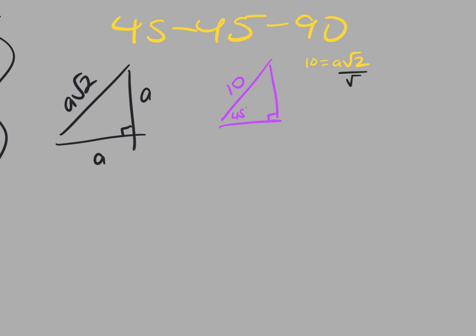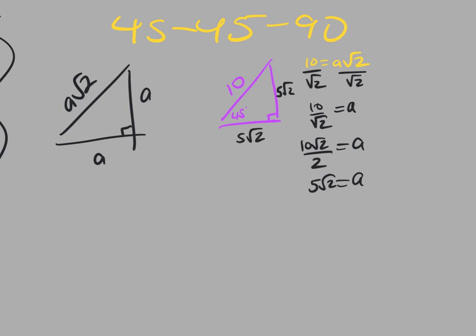So I divide both sides by root 2. I'd get a equals 10 over root 2. That would have to get rationalized to 10 root 2 over 2, which means a is 5 root 2. And that a goes on both the other sides of a 45, 45, 90 triangle. Standardized tests love 45, 45, 90 and 30, 60, 90. Like most of them will include something like that. So it's really important you remember those.